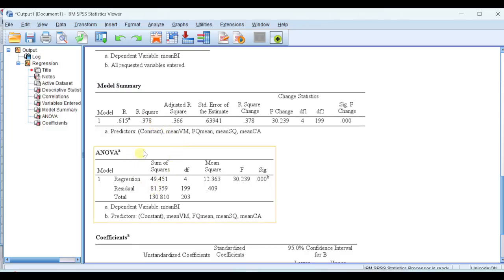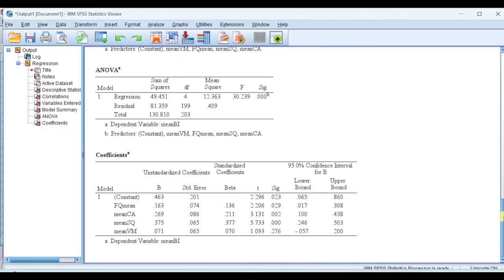Now I go to ANOVA. If I want to see whether this contribution is significant or not, I go to the ANOVA table, and here I see that it is significant as the p-value is below 0.05. So once I've checked the ANOVA, I go to coefficients. Now, in these coefficients, how do I read and interpret them?